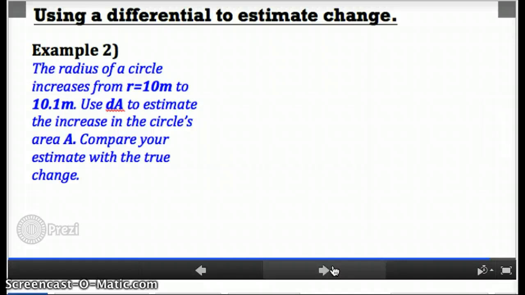For example, let's say we have a circle, and we want to increase the radius of the circle from 10 meters to 10.1 meters. We would use the differential for area, dA, to estimate how the increase in the radius affects the area's increase. In other words, we have information about how the radius is changing, and we're looking for information about how the area is changing. I'll explain what this last sentence means after we start this first half of the problem.